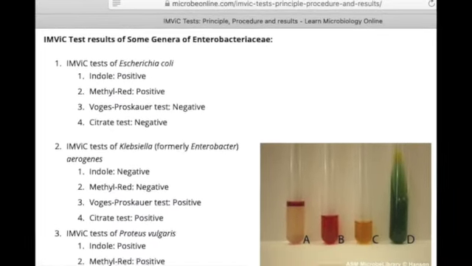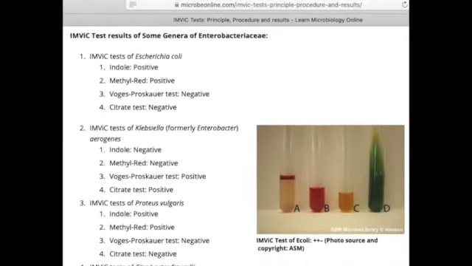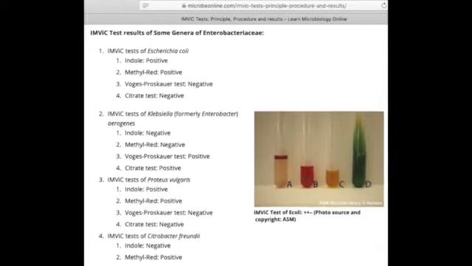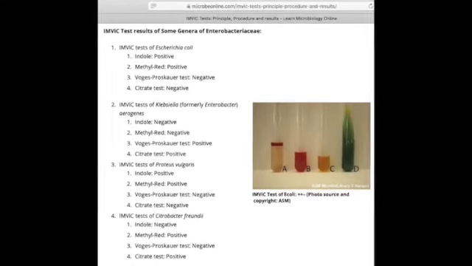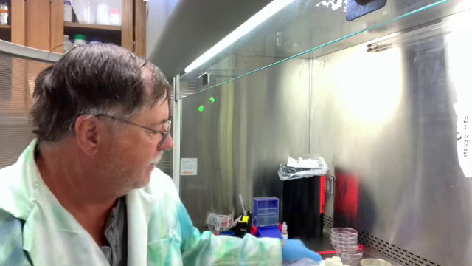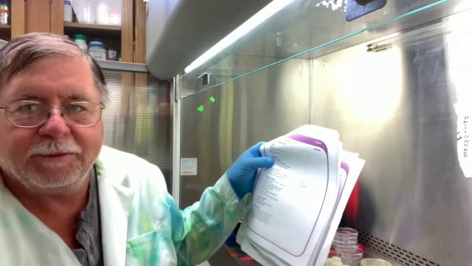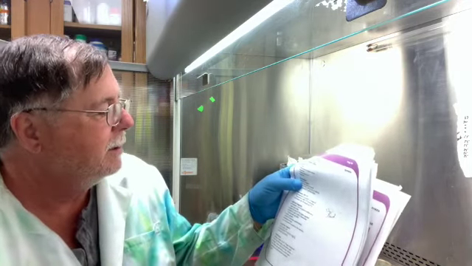We'll continue on with this and introduce the two labs. Today's lab is prepping for the Voges-Proskauer test and the indole test. We're going to use the same media, the methyl red Voges-Proskauer media, for that. The two labs are going to be in your lab manual, page 59 and 61.